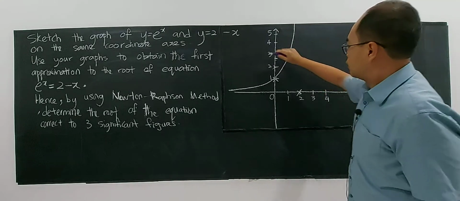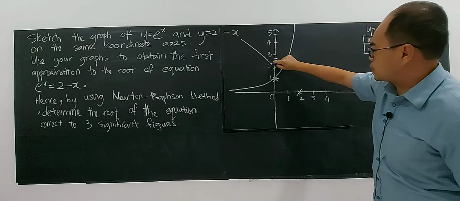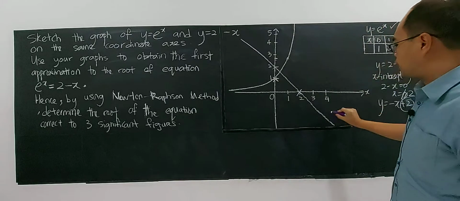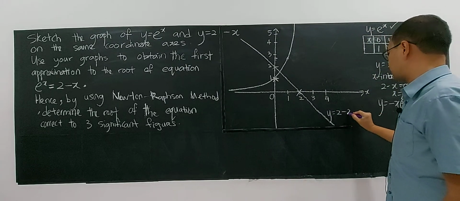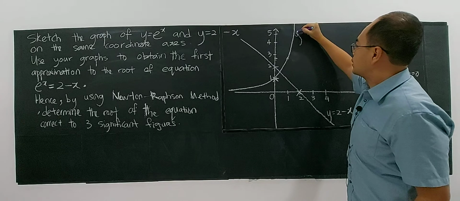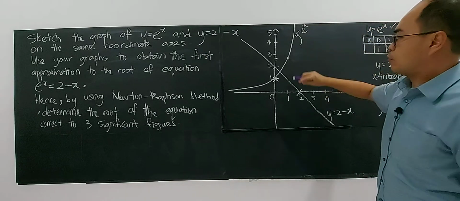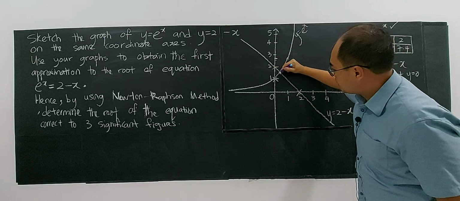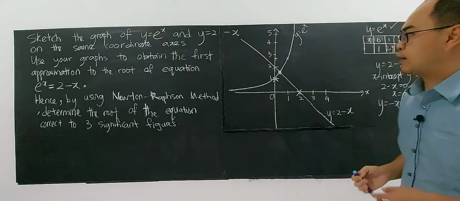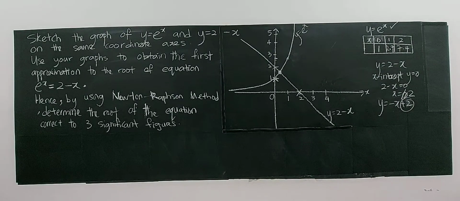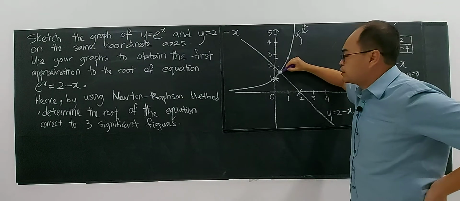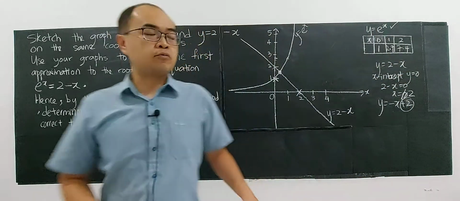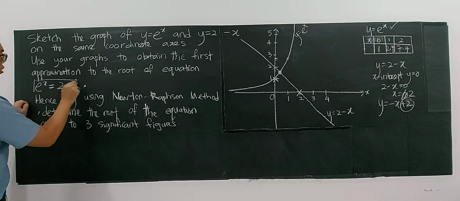As you see, when we sketch the graph of y equals 2 minus x and the graph of y equals e to the power of x, and we really go and plot some points, we can see that the two graphs actually intersect at a point. Intersecting here means that this will be the root of the equation.